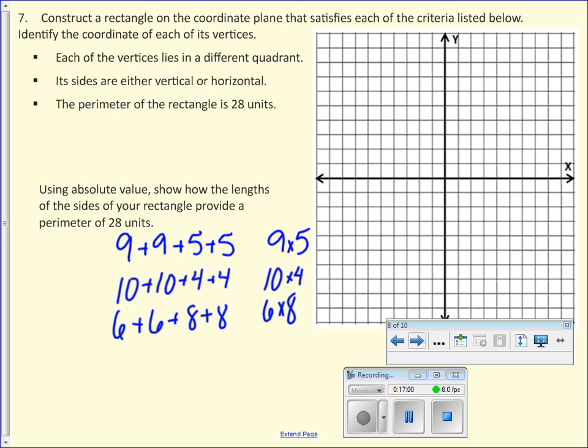What about 1 and 1? Would that work? I can't, because if one side was 1, it would not be crossing into all 4 quadrants. So a side of 1 does not work. All right, so you can choose any. Now suppose I told you that it had to have an area of 40. Which one would you have to use? If it has an area of 40 units squared, you'd have to use that one.